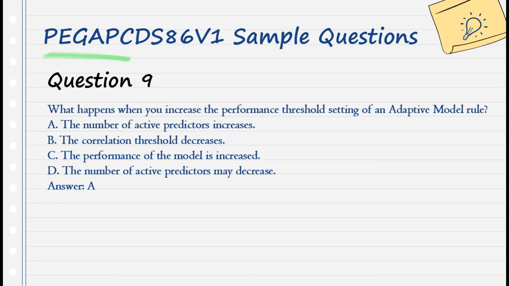Question 9. What happens when you increase the performance threshold setting of an adaptive model rule? A. The number of active predictors increases. B. The correlation threshold decreases. C. The performance of the model is increased. D. The number of active predictors may decrease. Answer: A.